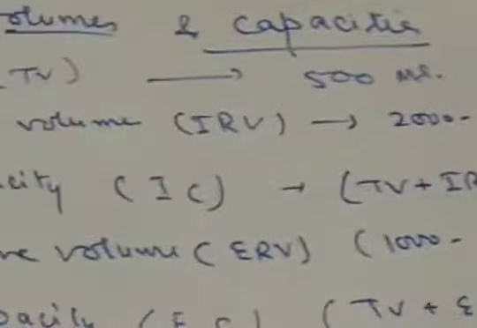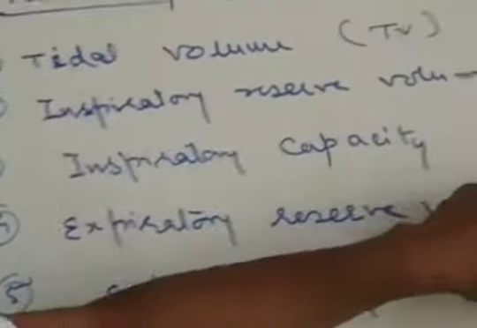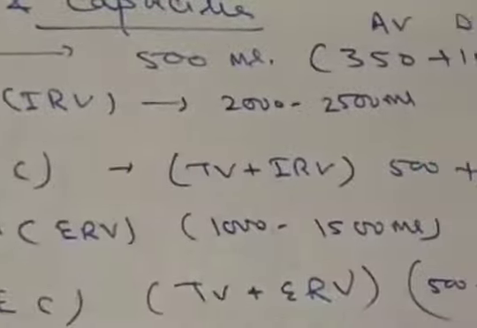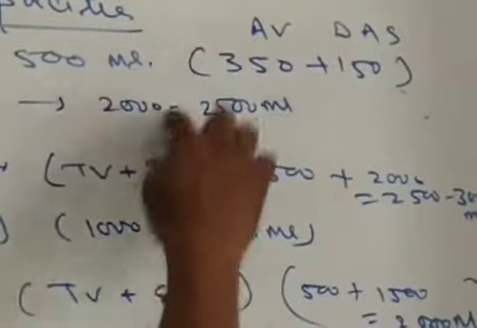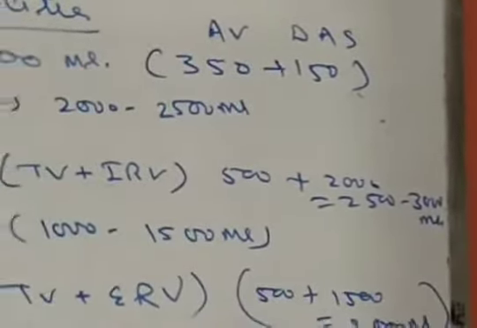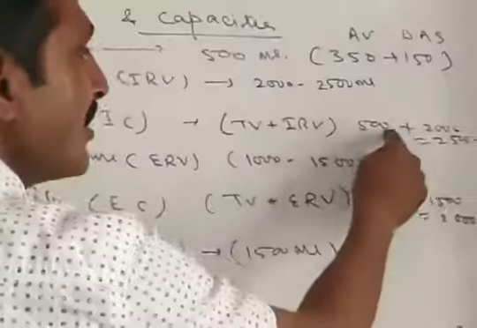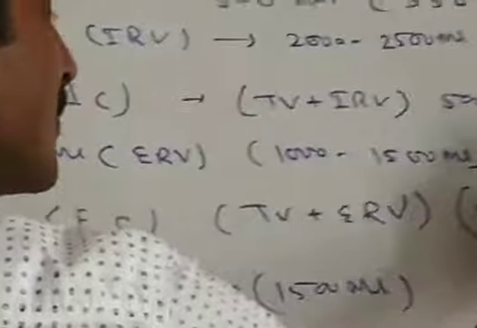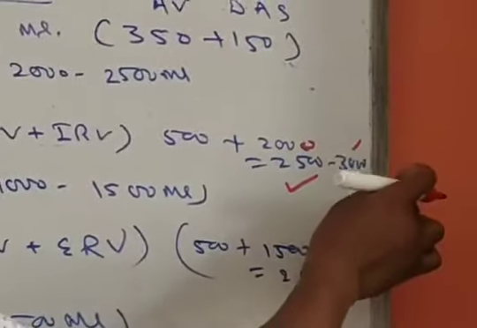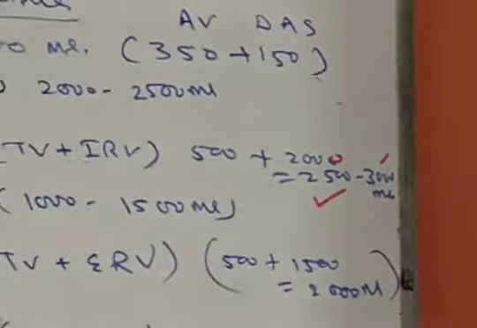Then the third term is inspiratory capacity, or IC. It is the sum of tidal volume and inspiratory reserve volume. If these two are added together, we get another term called inspiratory capacity. This is the capacity of the lungs for air that can be inspired, that is TV plus IRV. The value comes to approximately 500 plus 2000, that is 2500 ml to 3000 ml of air, which is the inspiratory capacity.